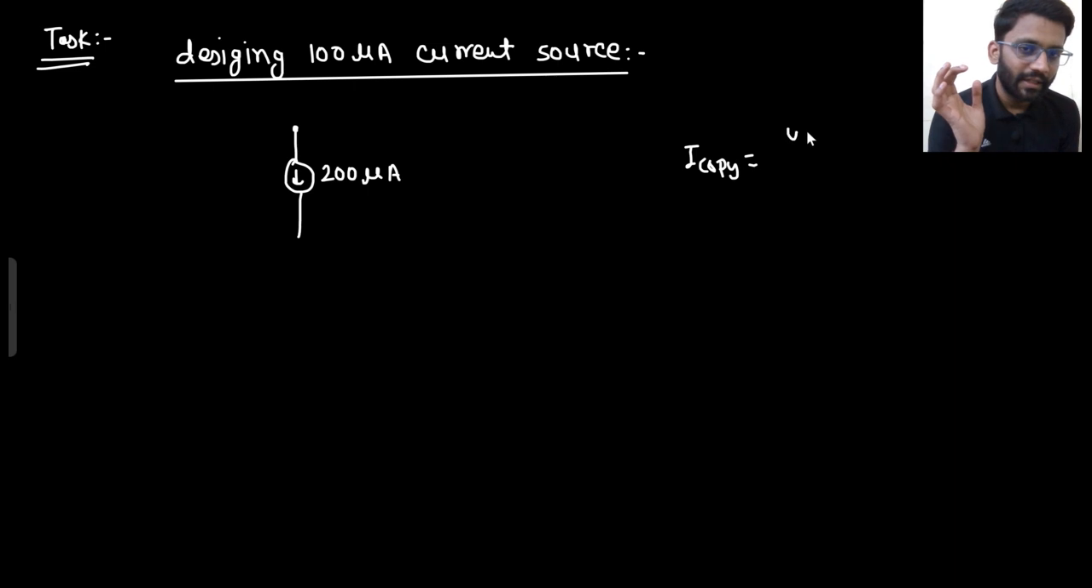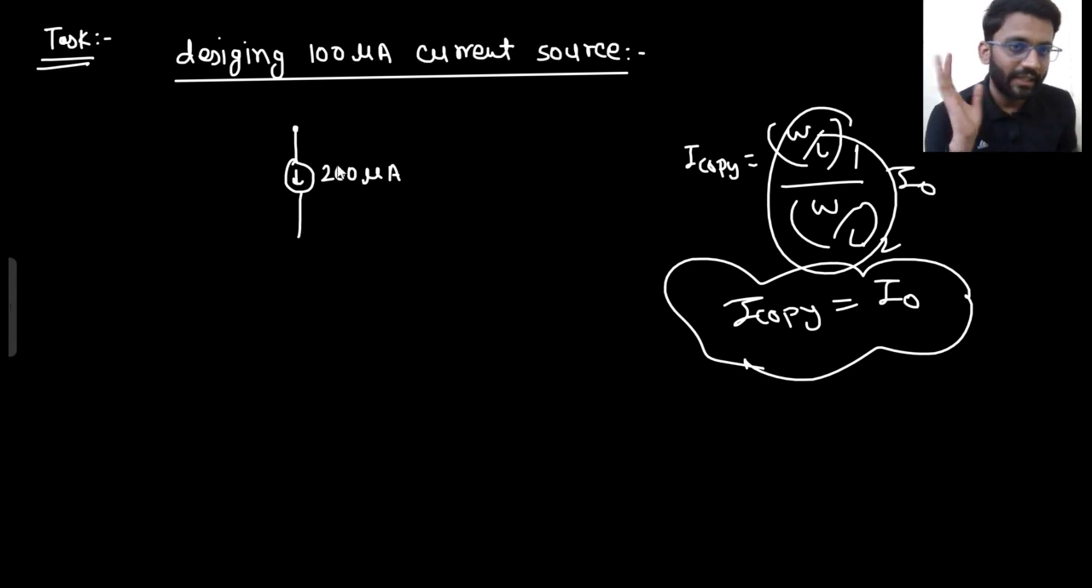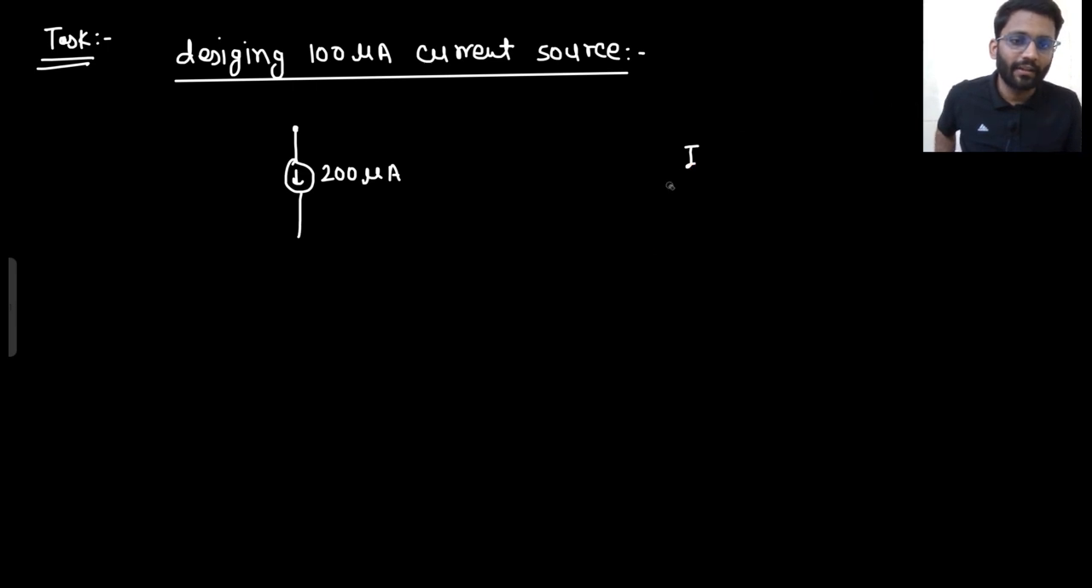The copied current is W by L of one divided by W by L of the other, times the current. Now W by L is the same, so the copied current will be the same as whatever current you are having. But the current that you are having is 200 microampere, so you need to get 100 microampere out of it. Say yes or no. How can you get 100 microampere from 200 microampere current?